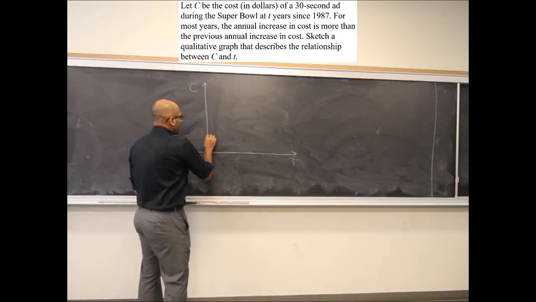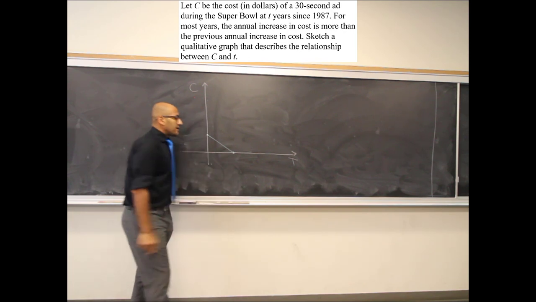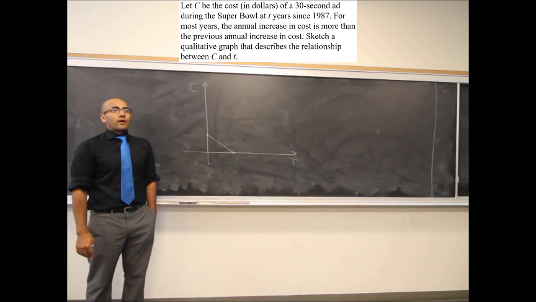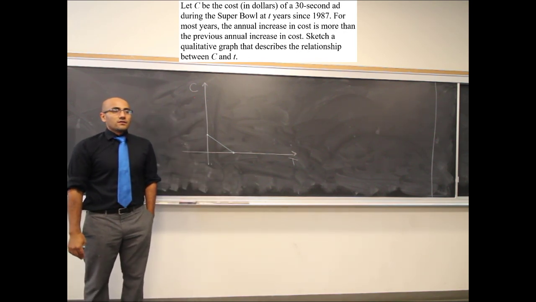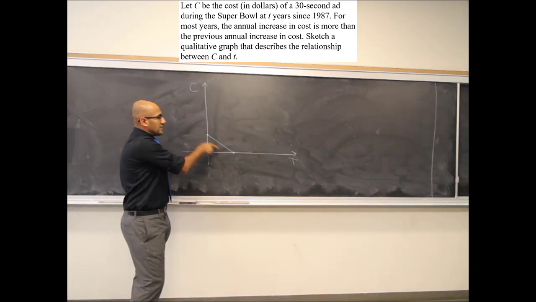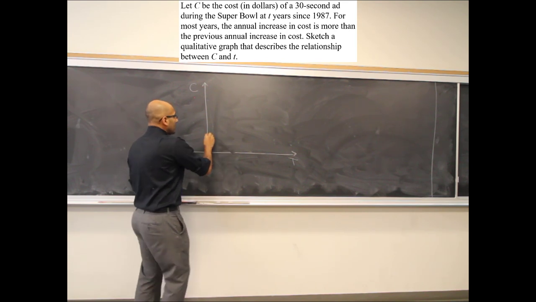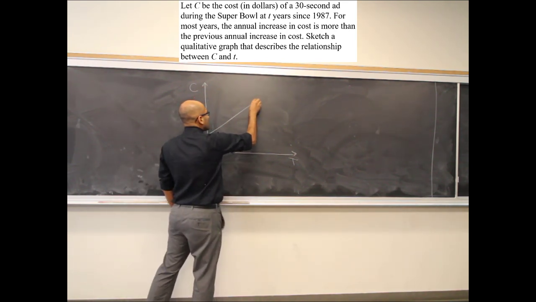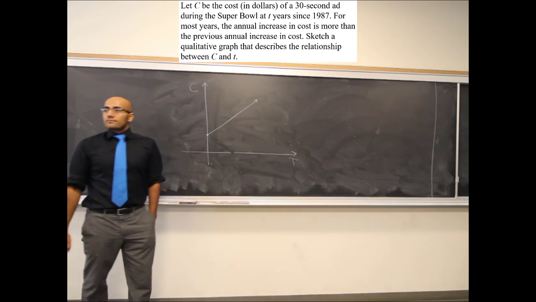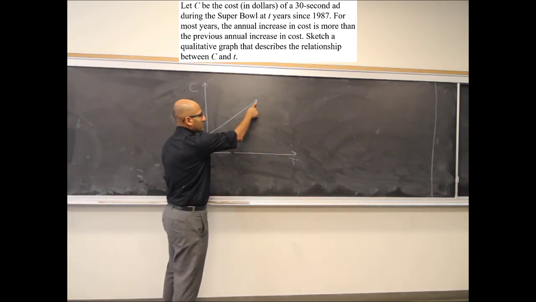Okay. So now what kind of graph would describe this? First of all, does this one make sense? Is that a good graph to describe the price of Super Bowl ads? No. This is saying that they've been decreasing. No, that doesn't make any sense at all. They've been going up for sure. Okay. Would that one make sense? Yeah? What is that one saying?